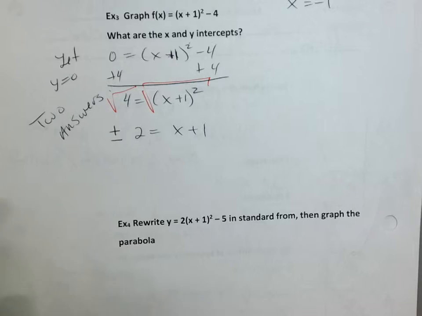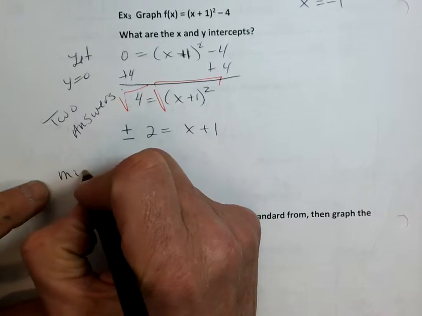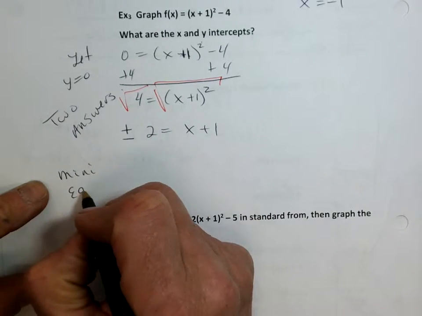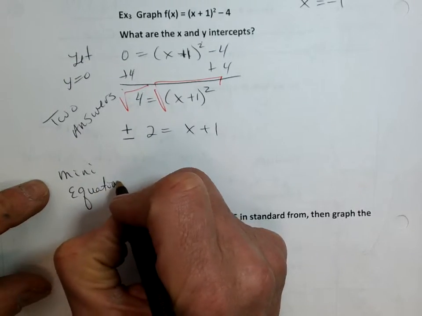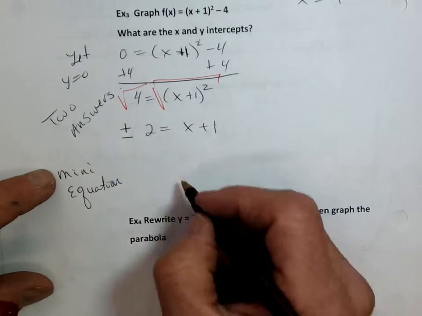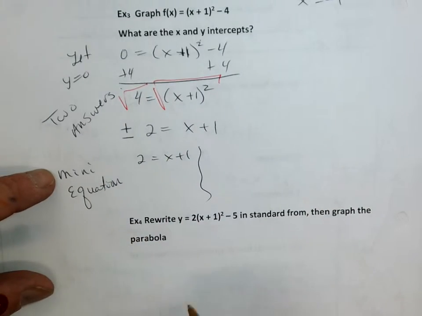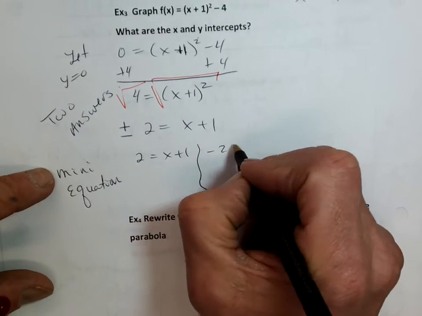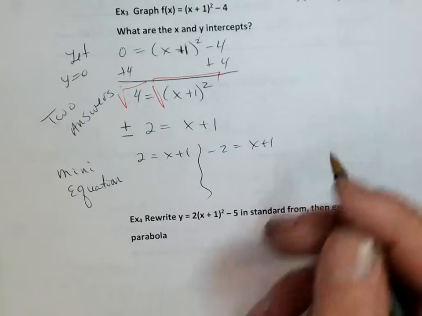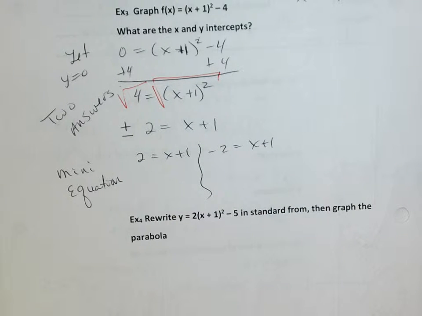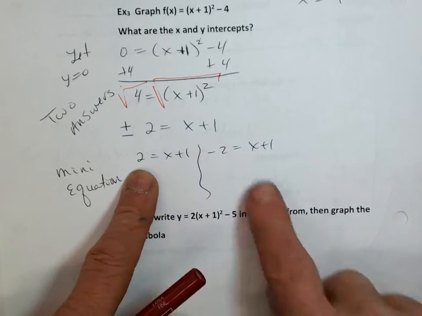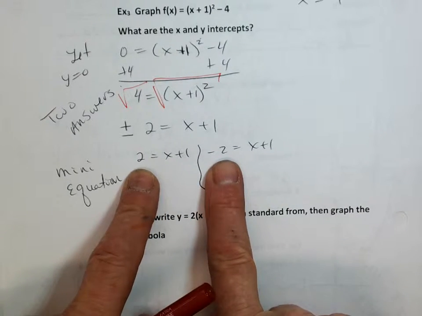Now, what I need is mini equations. I need 2 mini equations because I need 2 answers. Well, one mini equation is this: 2 equals x plus 1, and -2 equals x plus 1. Now, that's kind of weird, isn't it? But it's going to work. Same kind of thing. I've got mini equations, but instead of zeros, I've got a 2 and a -2.